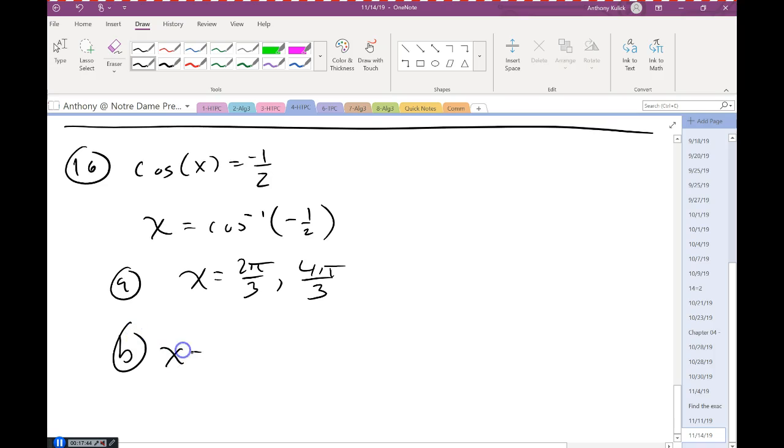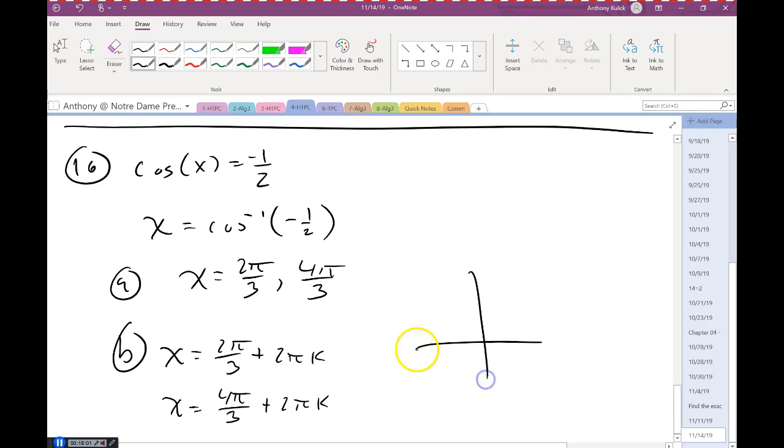For part B, all I'm going to do is add 2 pi k to each of these. Notice that the distance between these is not pi, right? If I were to graph these things, one is here and one is here. So they're not symmetric. So I can't combine those two infinite answers. I would need them separate.